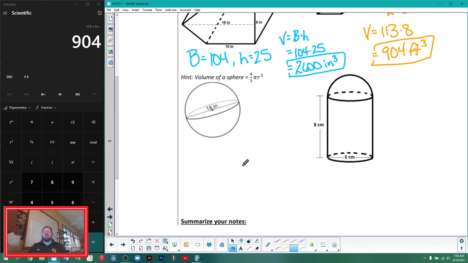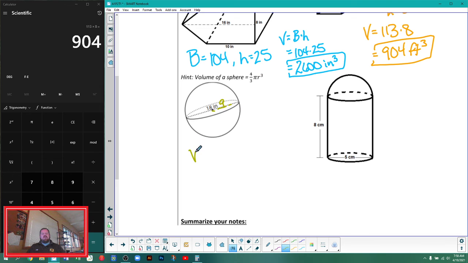Okay, for the last two, we're going to take a quick look at the volume of a sphere. A sphere is a traditional ball type of shape. And the volume of a sphere is 4/3 pi r cubed. Now this one we have diameter again. So we want to take a look at what the radius would be. That radius is going to be 9. So a radius of 9.